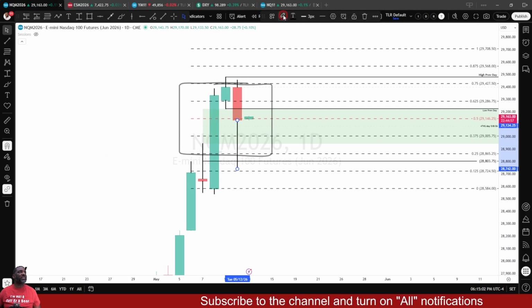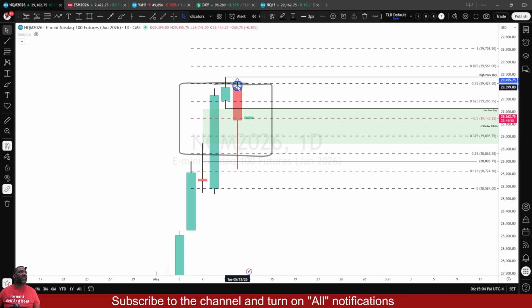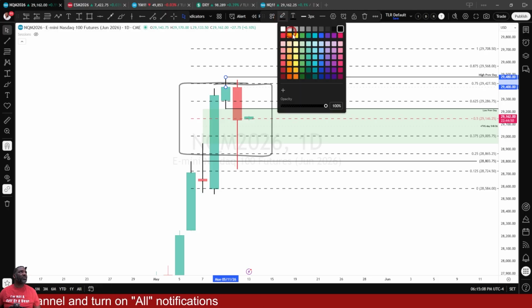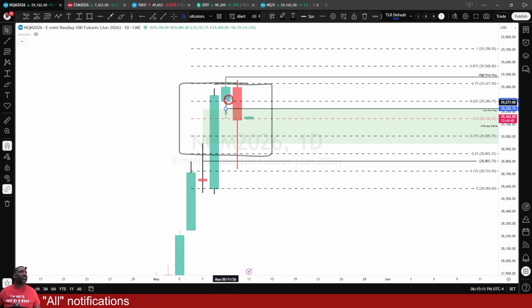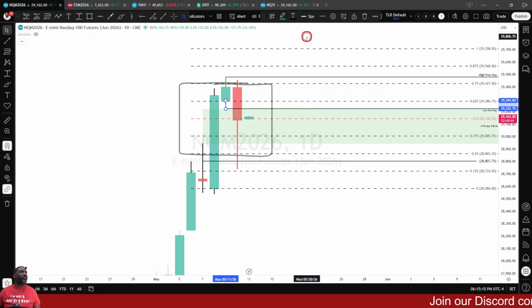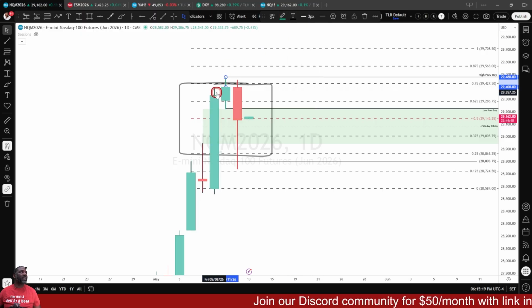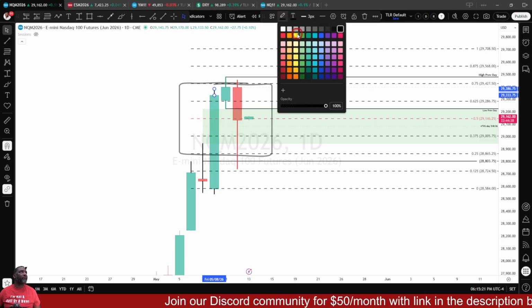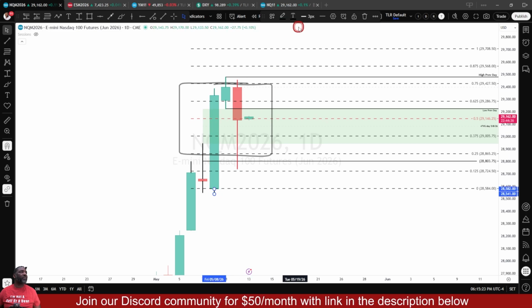Now that I made the wicks, y'all know I got to go back and make them the same color as the candles. Y'all be like, Tim, you be doing way too much. You be getting way too anal with it. I can't help it.